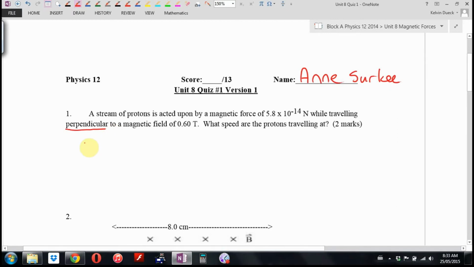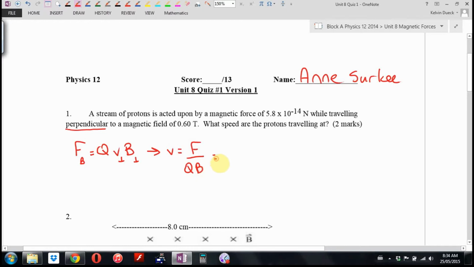Well, I know that the magnetic force on a charge is QVB, as long as these are 90 degrees to each other, so my right-hand rule works. Which they are, it says the magic word, perpendicular. They want the speed, okay. V is going to be F divided by QB.